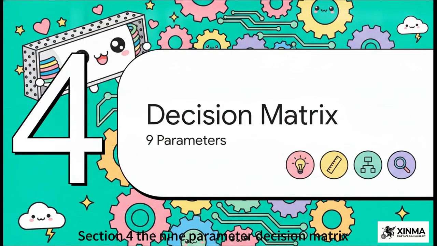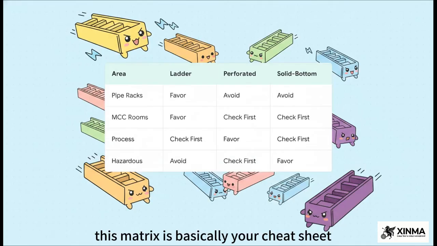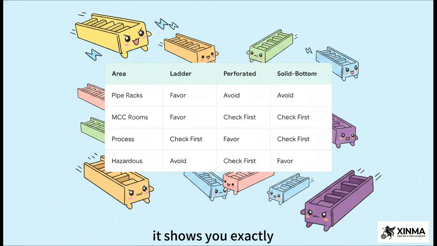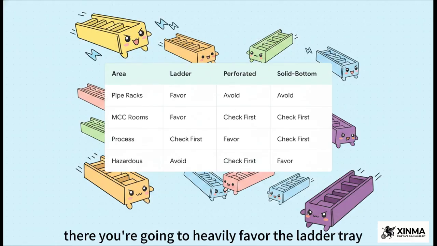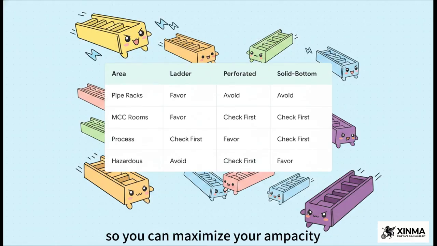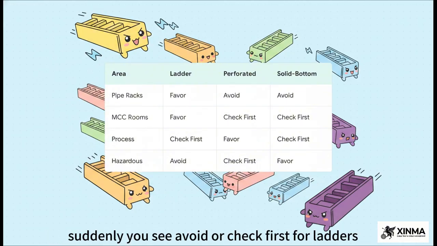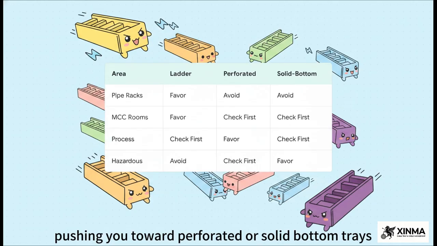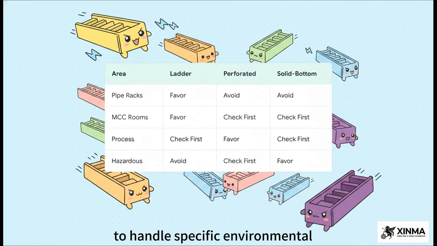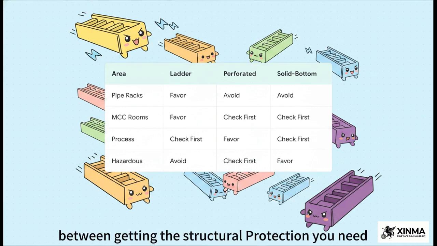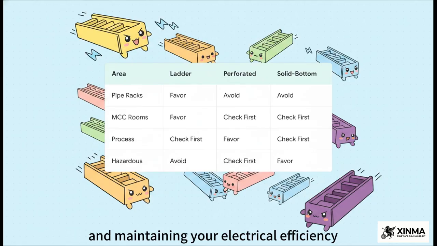All right, section 4, the 9-parameter decision matrix. This matrix is basically your cheat sheet. It shows you exactly how to systematically match your tray types to specific plant environments based on those intersecting parameters. Take a main pipe rack, for instance. There, you're going to heavily favor the ladder tray, so you can maximize your ampacity and span safely over long distances. But if you move down to a hazardous zone or a process area, things change fast. Suddenly, you see avoid or check first for ladders, pushing you toward perforated or solid bottom trays to handle specific environmental contamination or load conditions. It's a constant, tricky balancing act between getting the structural protection you need and maintaining your electrical efficiency.